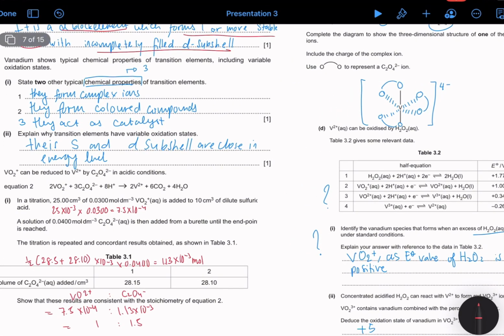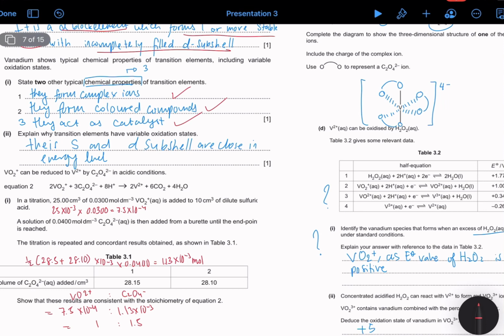Question b. Vanadium shows typical chemical properties of transition elements, including variable oxidation states. There's usually 4 if we add variable oxidation states, but if we remove that one, we have 3. So first, they can form complex ions, they can form coloured compounds, they can also act as a catalyst. Question ii. Explain why the transition elements have variable oxidation states. Again, this is because their 4s and 3d subshells are very close in energy level. They tend to overlap because they're so close.